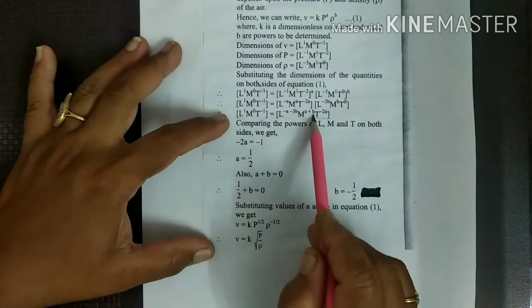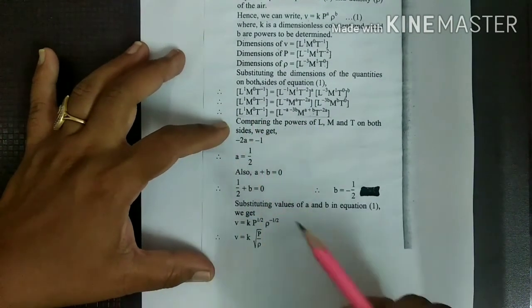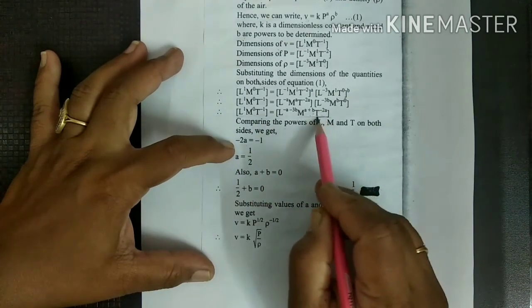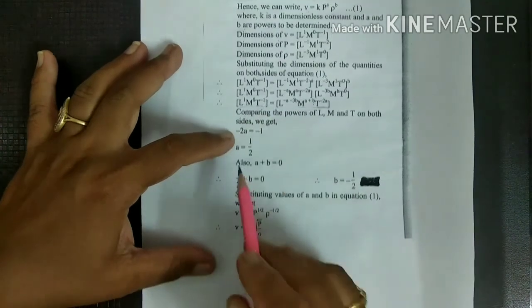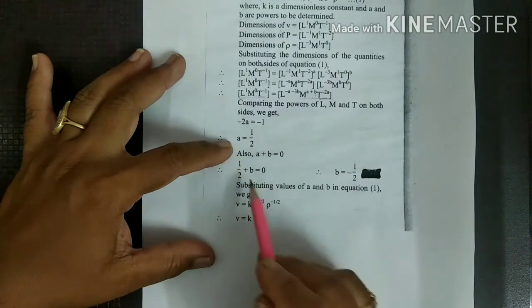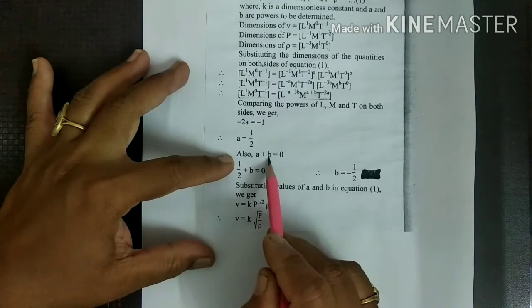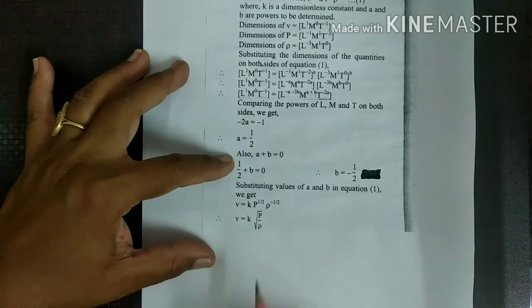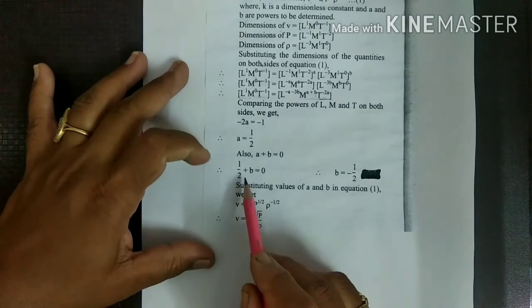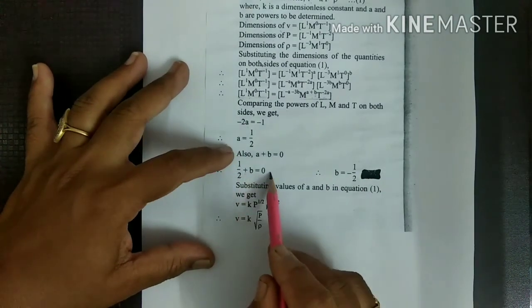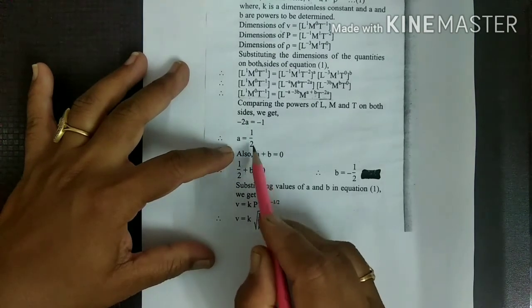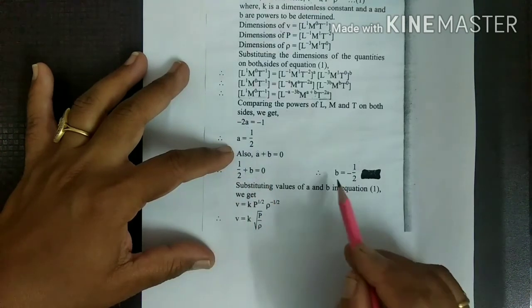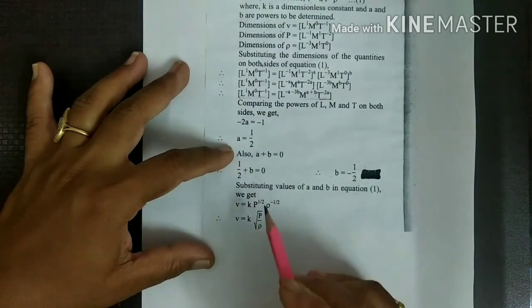Okay, compare this equation and from this equation we have getting that minus 2a is equals to minus 1 है ना, minus 2a is equals to minus 1. Okay, therefore a is equals to 1/2. Also a plus b is equals to 0, M raised to the power a plus b and M raised to the power 0 here. Therefore here 1/2 plus b is equals to 0. Here put the value of a from here. And 1/2 plus b is equals to 0. Therefore b is equals to minus 1/2.